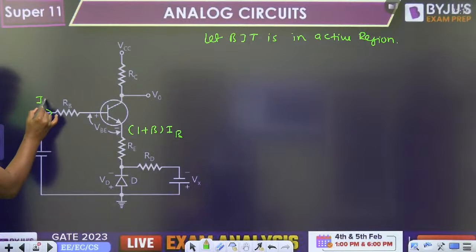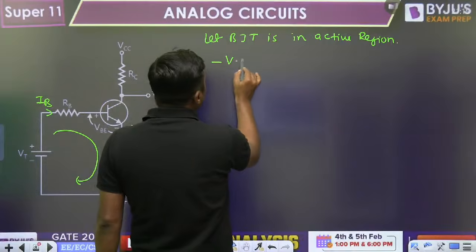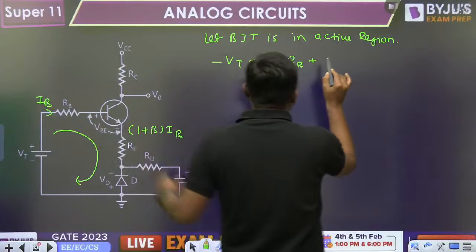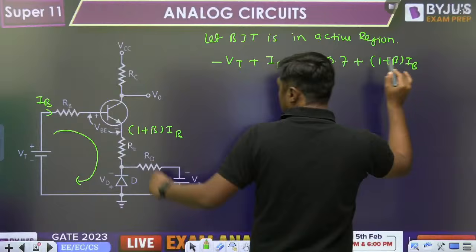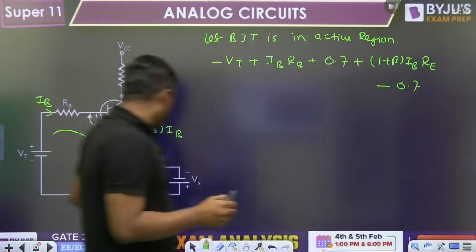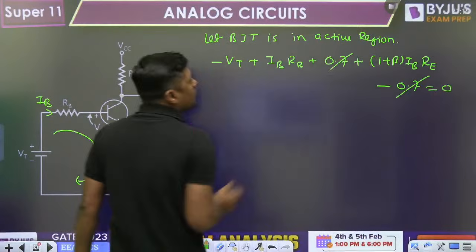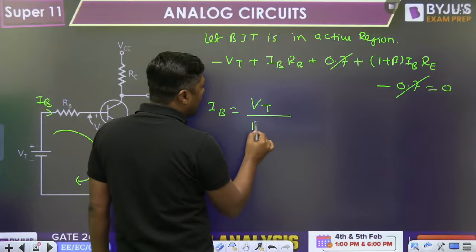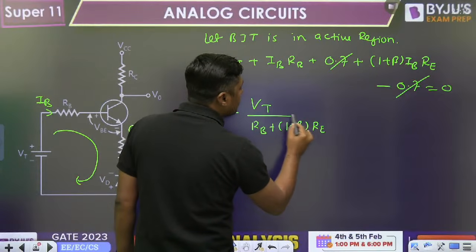What is the current here? IB. Write down the KVL from this point to this point. You will get minus VT plus IB into RB plus 0.7 plus 1 plus beta times IB into RE minus 0.7. What is the drop across the diode? Minus 0.7, that is the VD, is equal to 0. This 0.7 is cancelled out, and IB is equal to VT divided by RB plus 1 plus beta times RE.